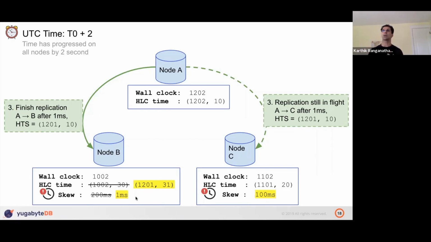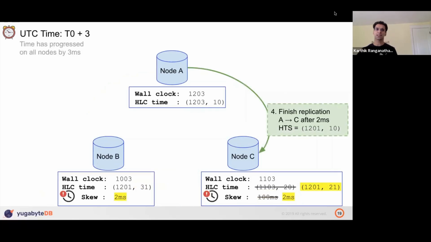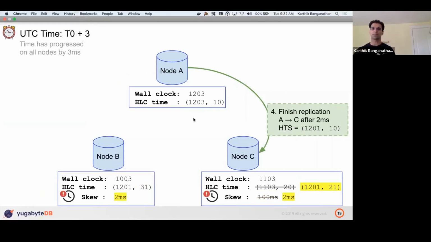Like, which is really, really small at this time. And if you look at C, it's still in flight. It's still 100 milliseconds away, right? Like in terms of clock skew. Now, let's say the next image, you have 1 more unit of time progression.